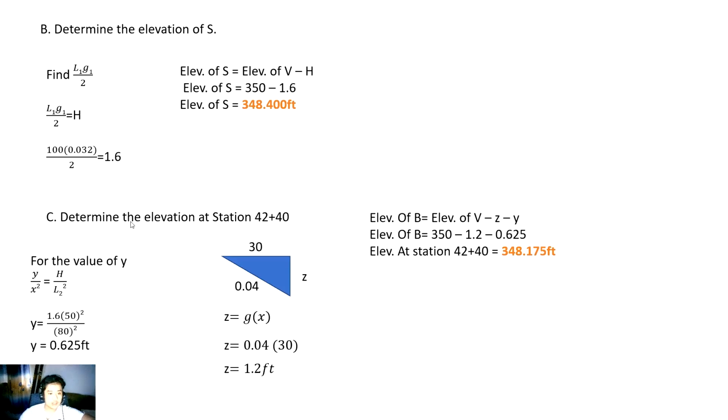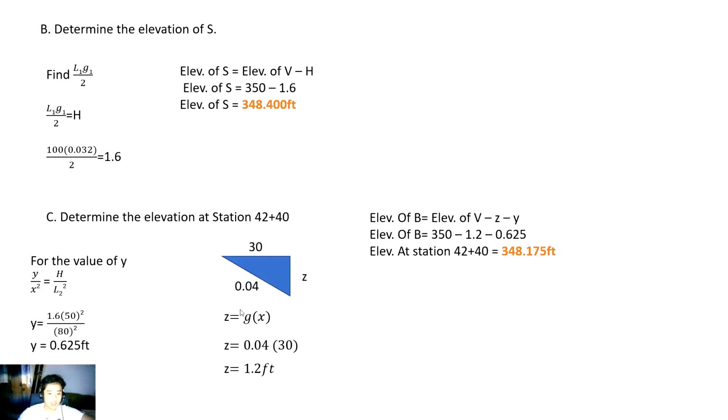Then next, determine the elevation at station 42 plus 40. So for the value of Y, we're going to use Y over X squared equals to H over L2 squared. So by deriving the formula, para makuha natin yung Y, we're going to use H times X squared, which is 50 squared, then yung H yung 1.6, over L2 squared, which is 80 squared. Then makukuha natin yung sagot sa Y na 0.625 feet.